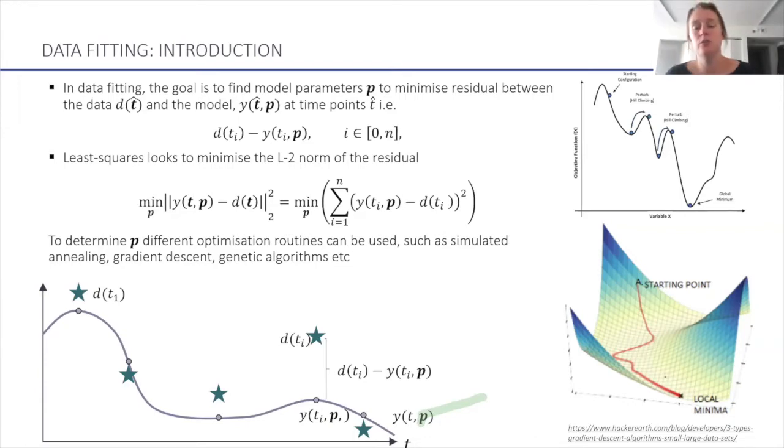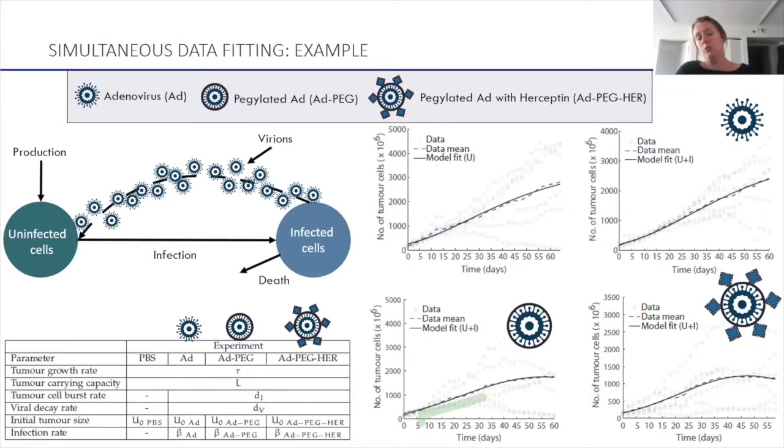So I wanted to also just briefly discuss what people can do or have done when they have multiple data sets. So here's an example of a simultaneous data fitting. We had a treatment where you had just a virus called an adenovirus that they measured tumor growth under. They also measured it under a pegylated adenovirus and a pegylated adenovirus with Herceptin. So you can see they've conducted 4 data sets, 3 with the different types of virus and 1 that was just tumor growth alone.